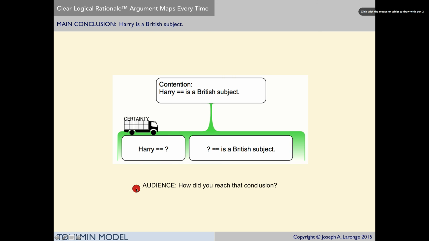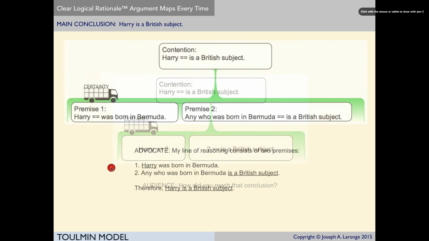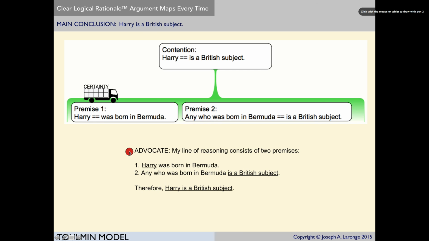And the audience says, well, how did you reach that conclusion? They don't see the connection between Harry and "is a British subject." So the advocate says, well, my line of reasoning consists of two premises. Premise 1, Harry was born in Bermuda. Premise 2, anyone who was born in Bermuda is a British subject. Therefore, by class inclusion and transitivity, Harry is a British subject. So now you can see that in Toulmin terms, this first premise he would call the datum, and he would call the second the warrant.